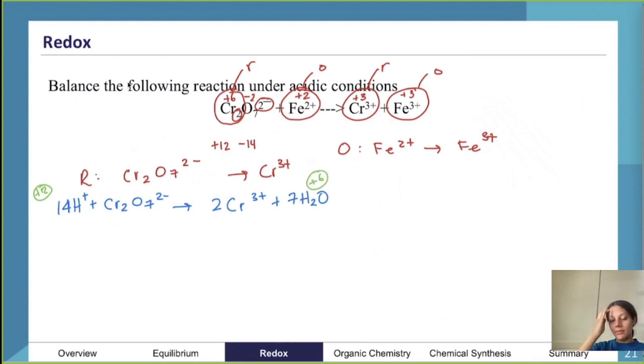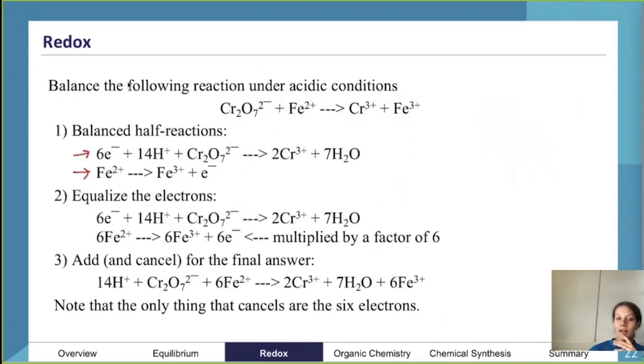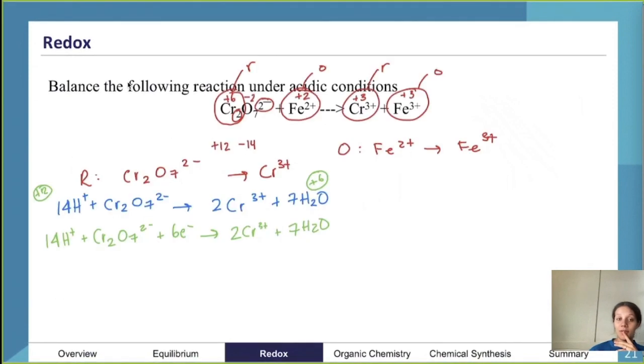So to balance this out, we need to add electrons to the side that's more positive. The more positive side is the reactants. We're going to add 6 electrons there to bring that plus 12 down to plus 6, because each electron has a minus 1 charge. So in our next line, we add our 6 electrons, and that gives us our 2Cr3 plus and 7H2O. That's our fully balanced half equation for the reduction side.